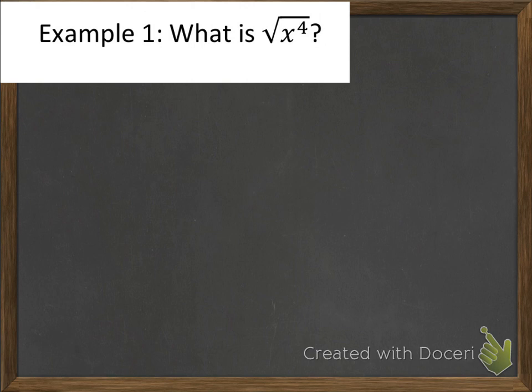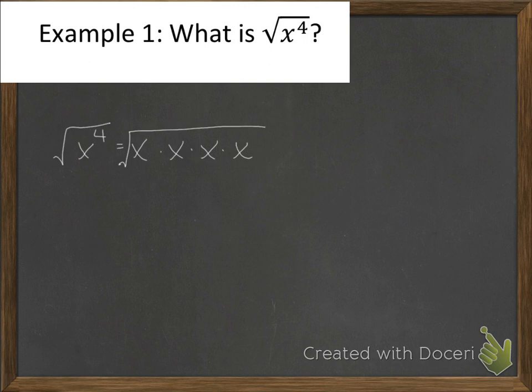So I'm going to show you two different ways to think about this. One is to think about how to rewrite x to the fourth as a product. So x to the fourth is 1, 2, 3, 4 x's, right? So if I take the square root of x to the fourth, I'm taking the square root of these 4 x's. So remember from the last video, we said that pairs of the same number, or in this case the same variable, can escape.